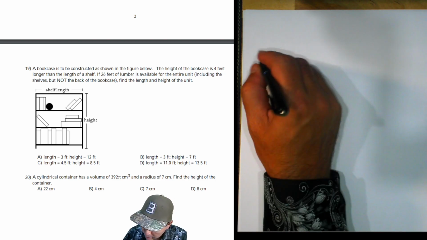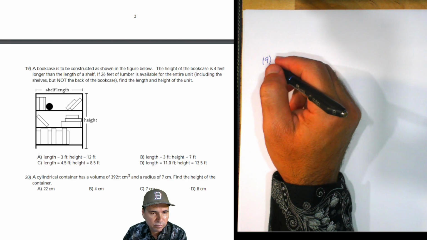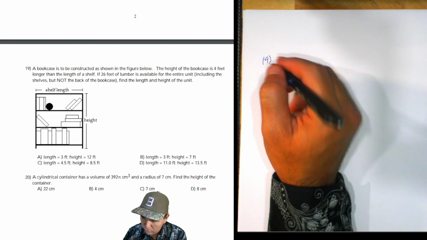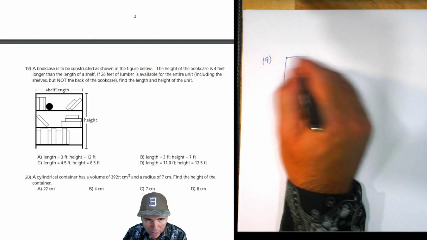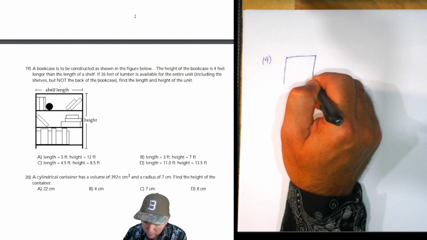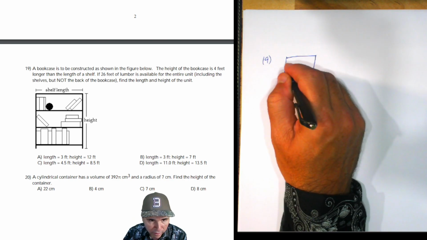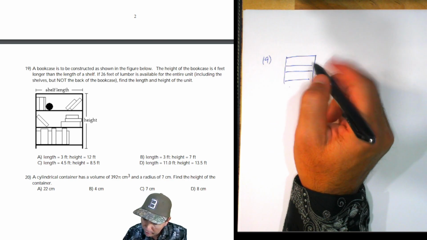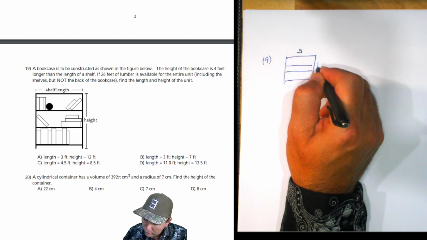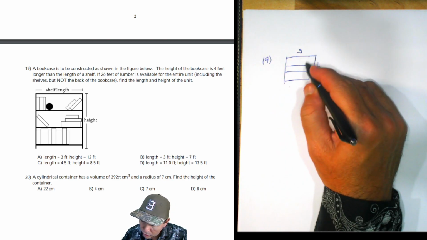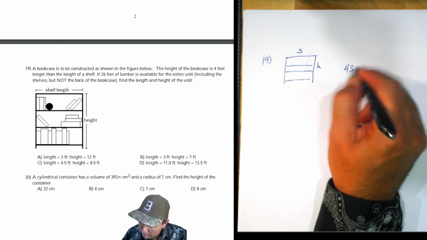Okay, so for question 19, the picture is telling us we're going to need plywood this way, we're going to need plywood that way, we're going to need plywood here, here, and there. So if we call this S and this H, we're going to need 1, 2, 3, 4 of the S's. Does everybody agree? And we're going to need 2 of the heights.